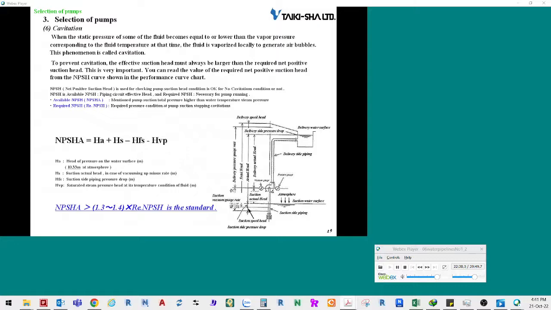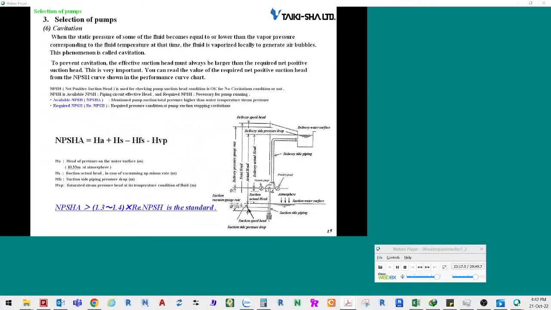If cavitation becomes more severe, noise and vibration are generated, and pump performance and efficiency drop. As a result, water cannot be sent. Additionally, if a pump is operated while under cavitation, severe corrosion occurs at the cavitation-generated portion and causes the pump to break down. To prevent cavitation, the effective suction head must always be larger than the required net positive suction head. This is very important.